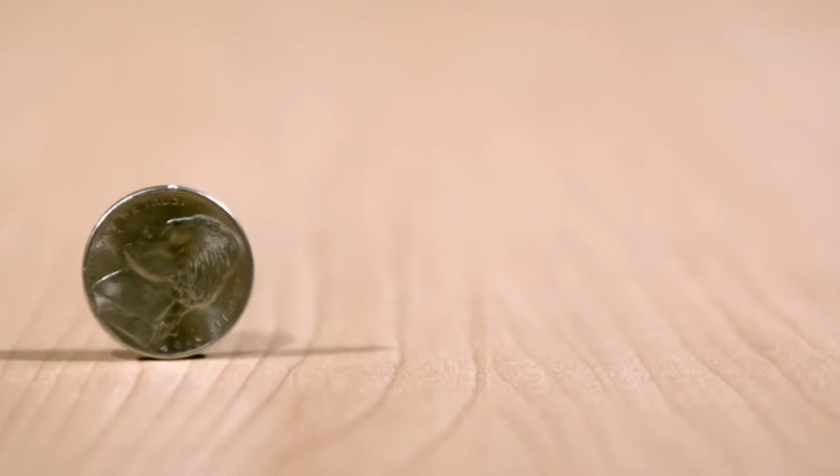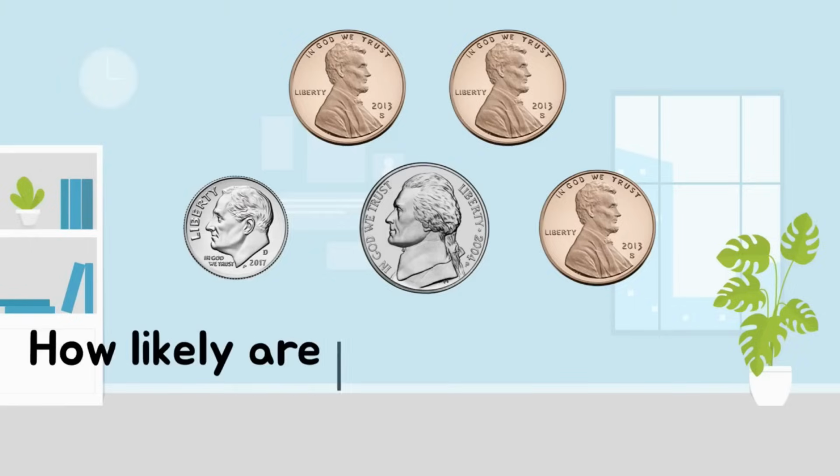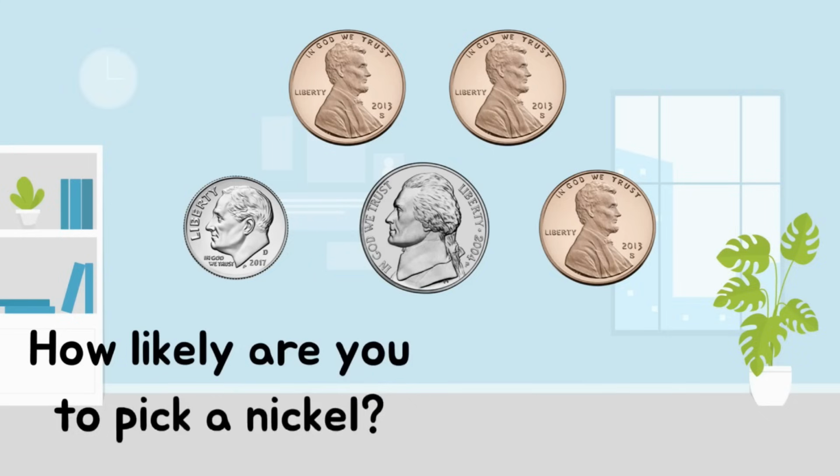Well, let's not leave out the nickel. How likely are you to pick a nickel? There's just 1 nickel out of 5 coins, just like we had with the dime, which means there's a chance you might pick the nickel, but you are unlikely to pick it. The answer is unlikely.